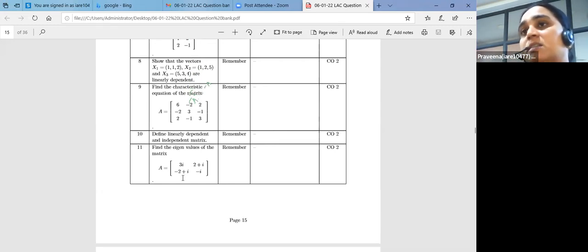Okay, next, 10th question, define linearly dependent and independent of the matrix. Already we discussed this in definitions. At the start of the unit I gave the definitions. Linearly dependent means what, and independent? If det A not equal to 0, that is independent. Det A equal to 0 means that is dependent.